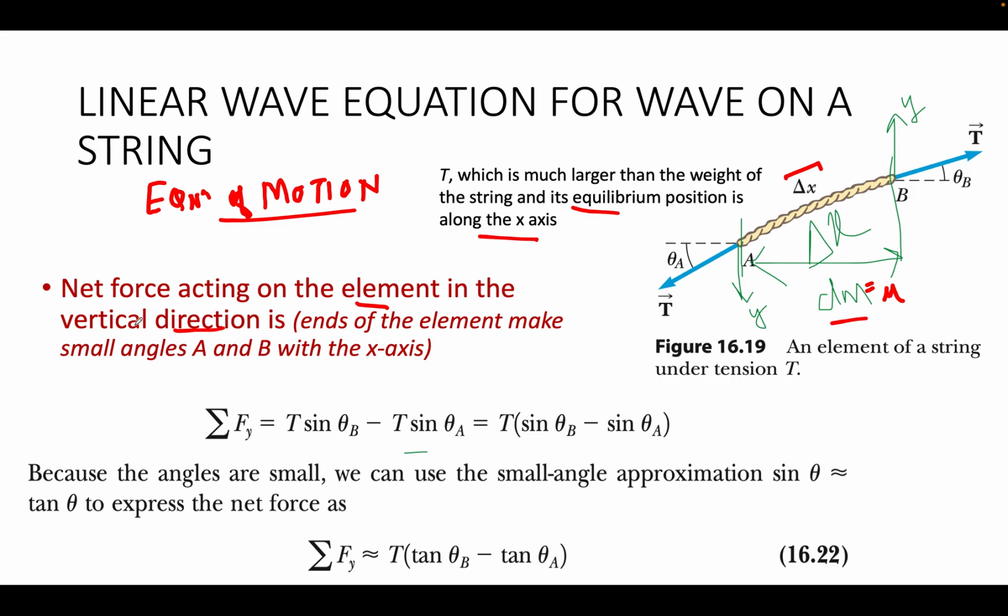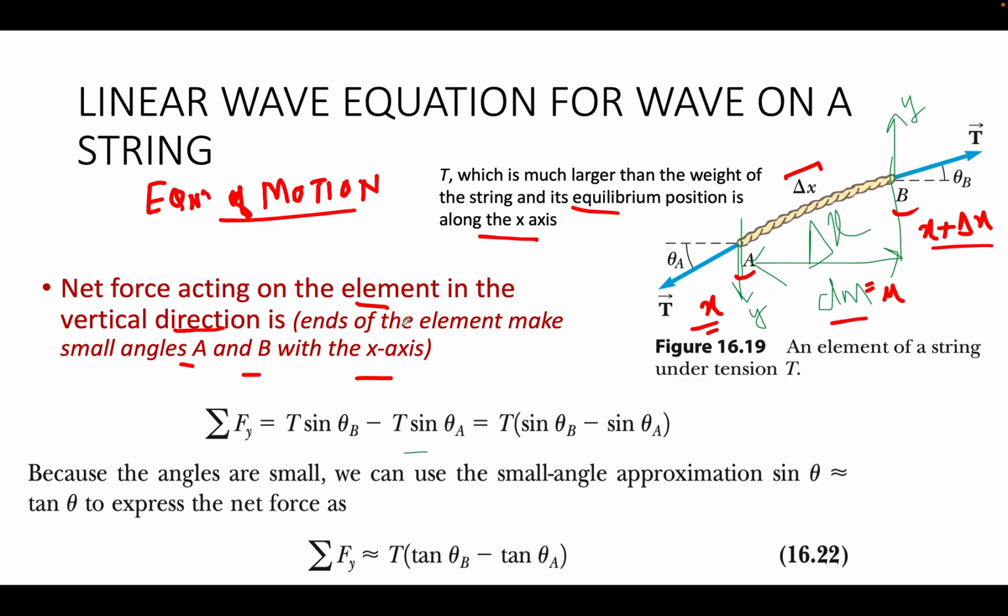The ends of the element make small angles A and B with the x-axis. So with the x-axis, we make the angles, theta A at point A and theta B at point B. Now what are these points A and B? Point A is at position x along the x-axis, and point B is at x plus delta x, because we are considering this much amount of string element. So point A and point B are at different positions.